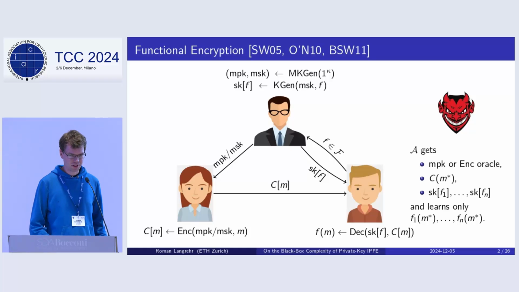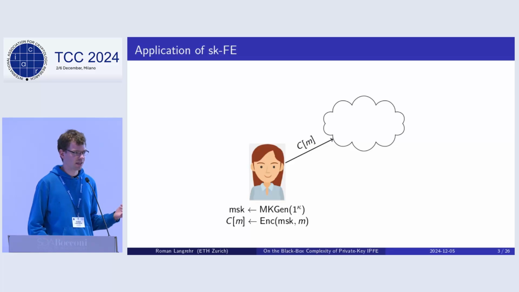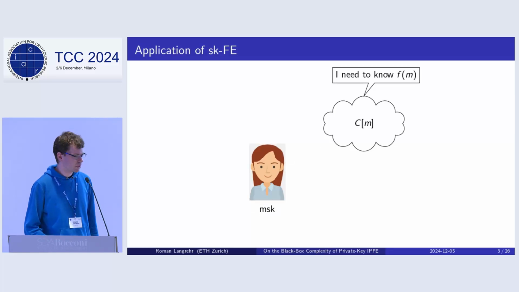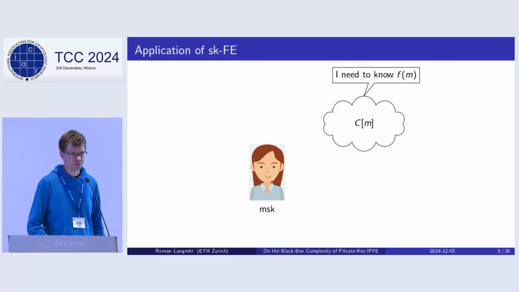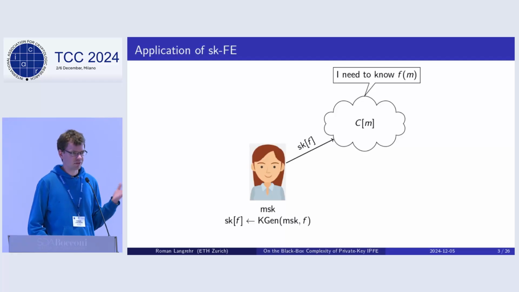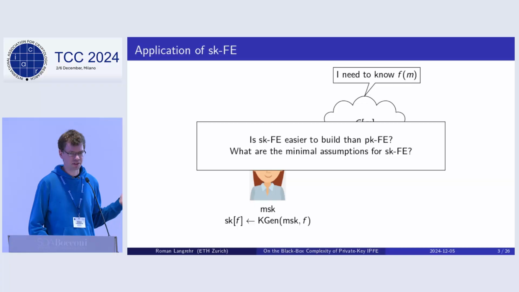Most works about functional encryption consider public key functional encryption, but some applications only require secret key functional encryption. Consider, for example, a user that wants to store some sensitive data m in the cloud, and the cloud wants to compute f of m to perform some operation, but f of m actually is not sensitive. Then the user can just send the functional secret key for f to the cloud, and the cloud can compute f of m on its own. In this setting, there's no need for public key FE. Secret key FE is completely sufficient.